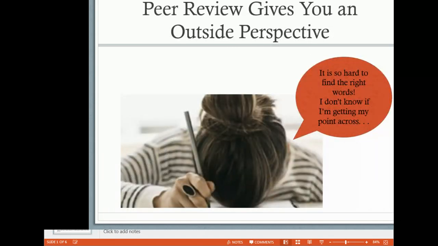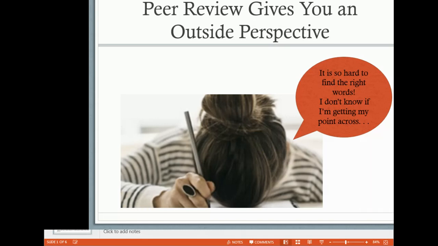One of the things that I hear most often from writers is that it is so hard to find the right words, right? Like, how can I find the right words to get this idea across? I don't know if I'm getting my point across. And that's absolutely the challenge of writing, right? Taking an idea from your brain and trying to put it on paper, handing that piece of paper off to a reader and hoping that they get it.